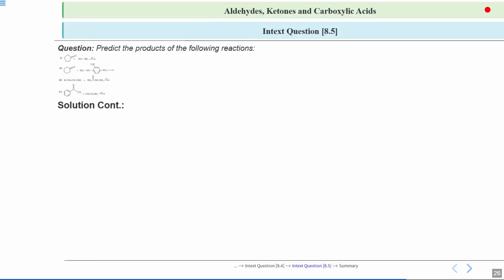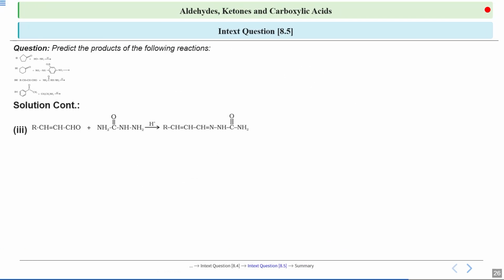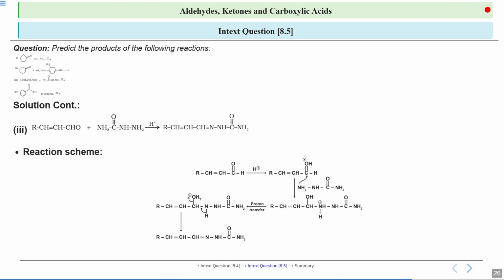Now we will see the third part, the next reaction. This is an example of a condensation of an alpha beta unsaturated aldehyde with semicarbazide to form a semicarbazone derivative as a product. If you look at the reaction scheme, the terminal amino group of semicarbazide attacks the carbonyl carbon of the aldehyde, forming a tetrahedral intermediate. First, you will see that this carbonyl carbon is getting protonated.